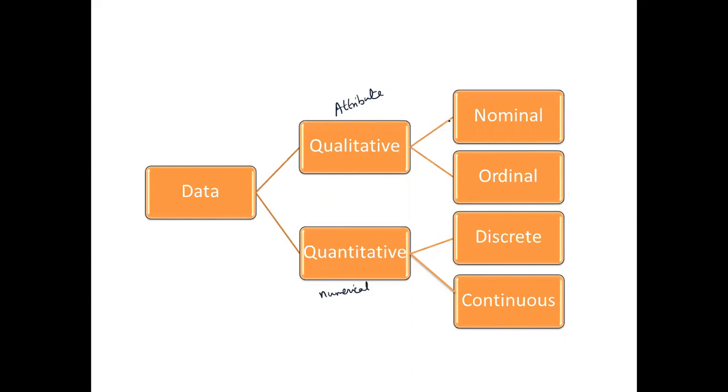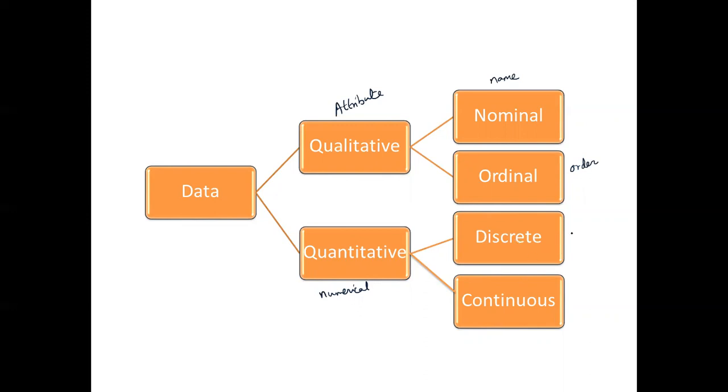Further, the qualitative data is classified into nominal and ordinal. As the name suggests, nominal data corresponds to the naming of the data which is collected. Ordinal data is called the data which is ordered, which corresponds to ordering in some specific way. It's called as ordinal data. The numerical data that is collected is classified into discrete or continuous.